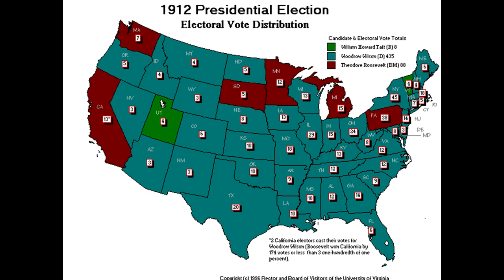So you have all these states in that blue color. That's Woodrow Wilson. Now, Taft won a couple states. He won Utah, oddly enough, and he also won Vermont. Everybody else went either for Theodore Roosevelt or they went for Woodrow Wilson.